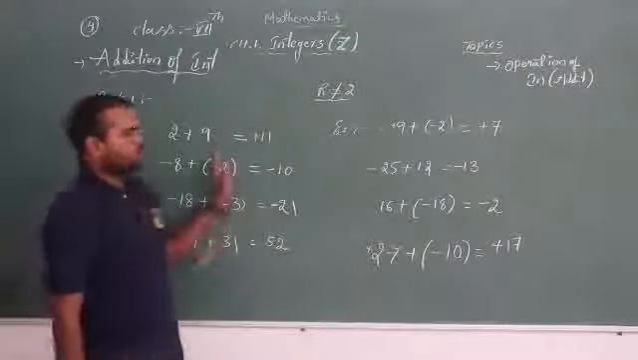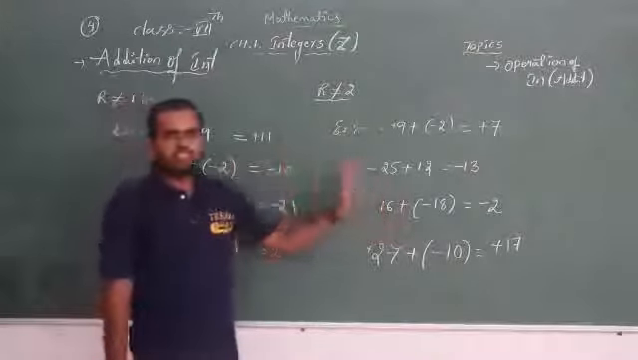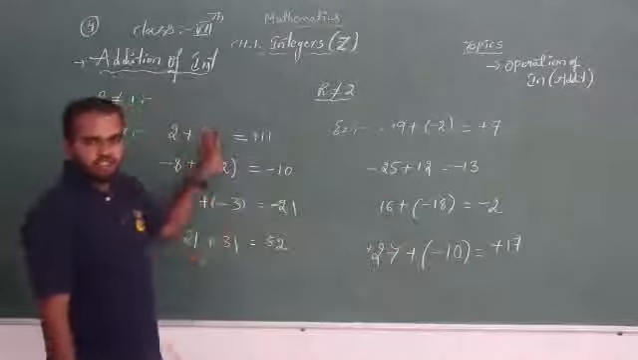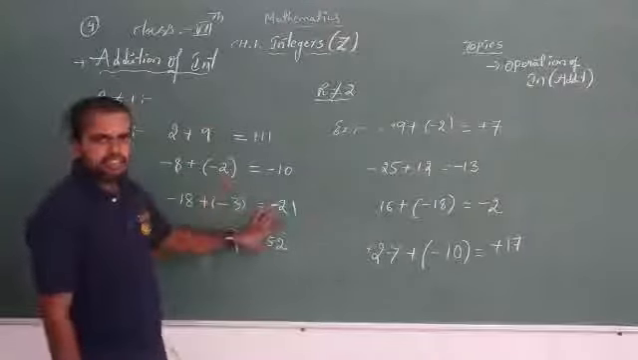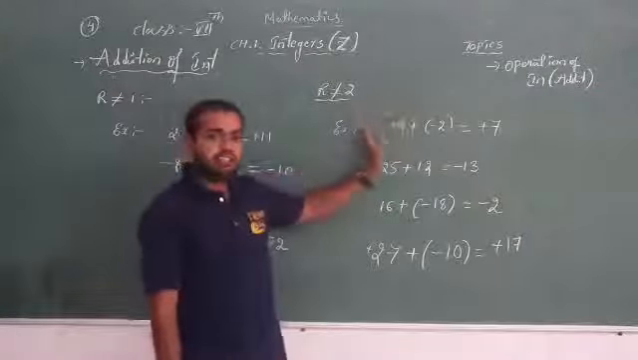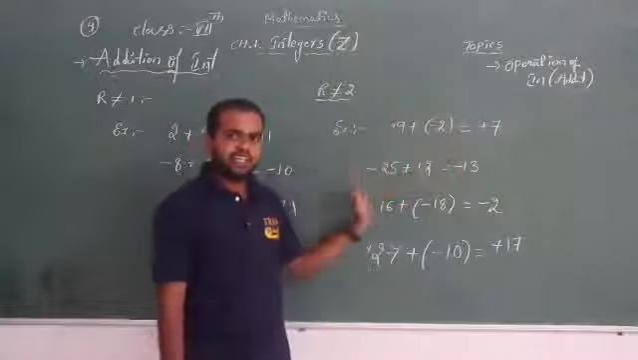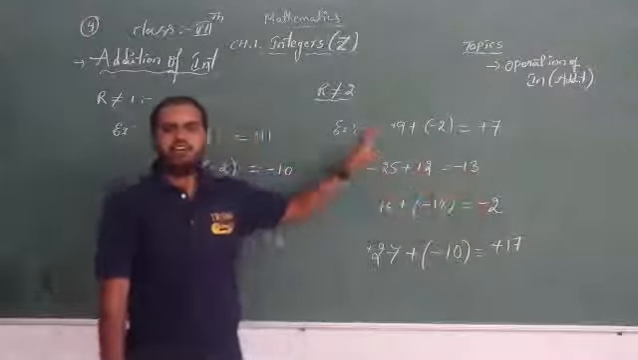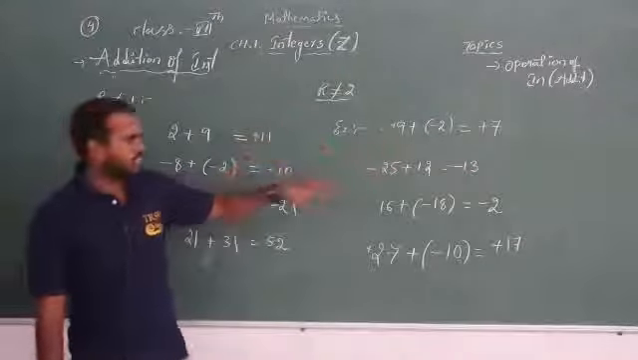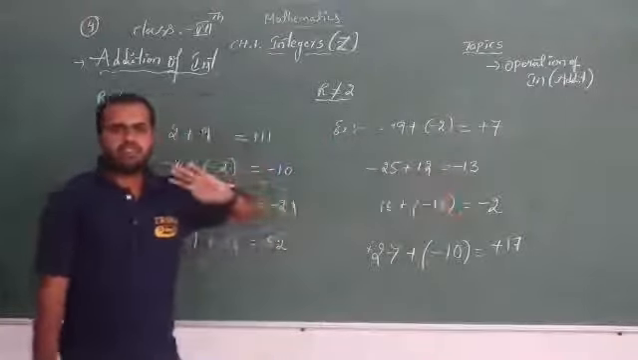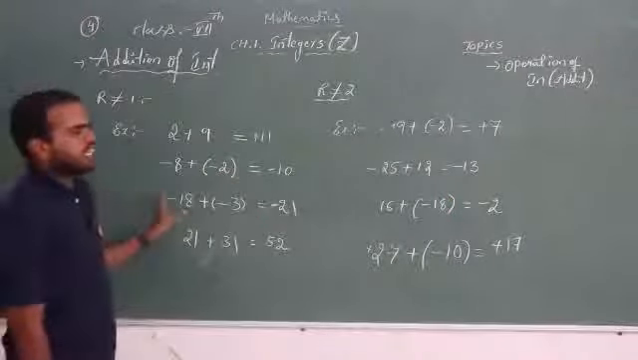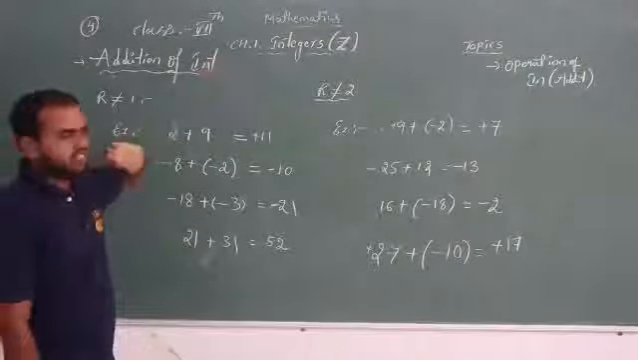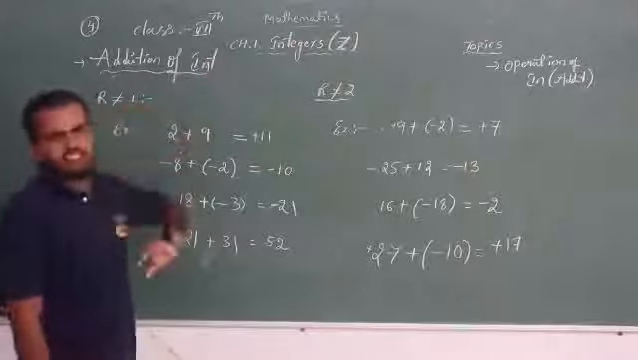So for rule number 1 and rule number 2, you also have to understand the difference: when we have to subtract and when we have to add. If both are positive or both are negative, we add the numbers. If one is positive and one is negative, or negative and positive, then we subtract the numbers, and whichever is the greatest number, that sign we take for the sum. So this is the first operation of integers, addition of integers. Now we have learned how to add integers.